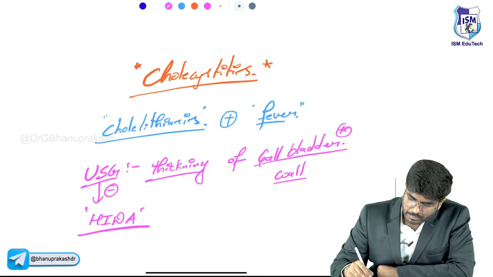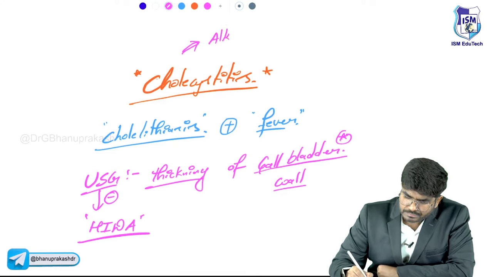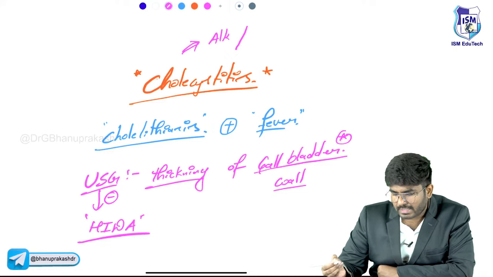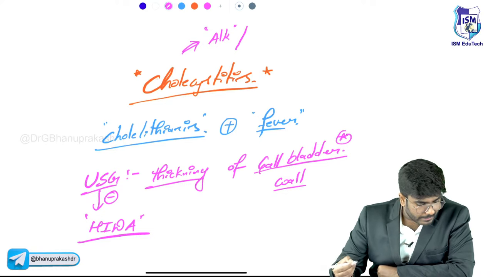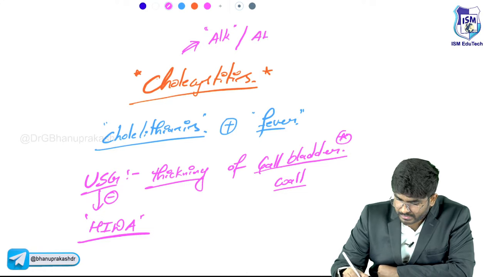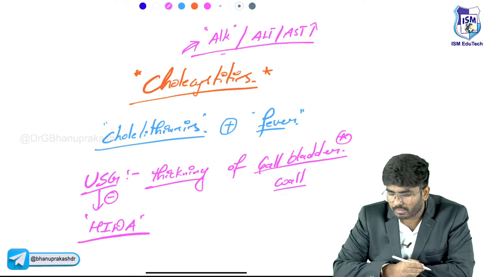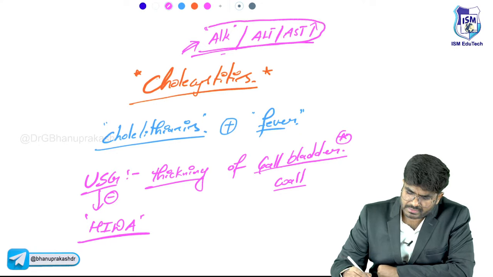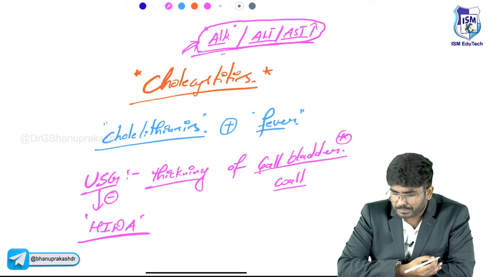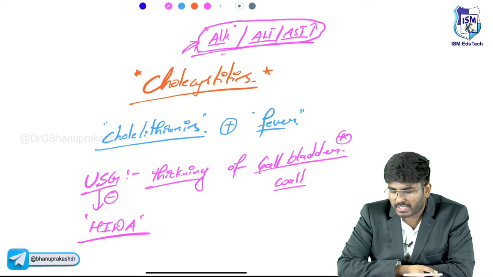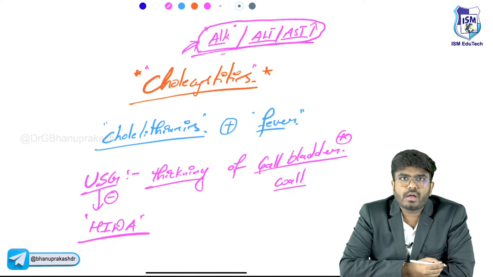Now the point which I want you to know is, if the person has cholecystitis, the alkaline phosphatase levels as well as the ALT levels and AST levels are not usually elevated, sir. They are not elevated because it's not a problem with the liver. So usually these enzymes, the alkaline phosphatase (ALP), ALT (alanine aminotransferase), and AST (aspartate aminotransferase), are not usually elevated, because it is cholecystitis, inflammation of the gallbladder.